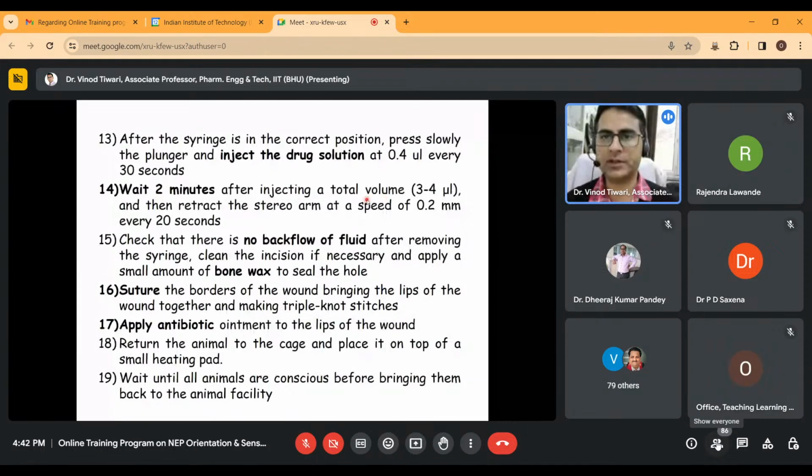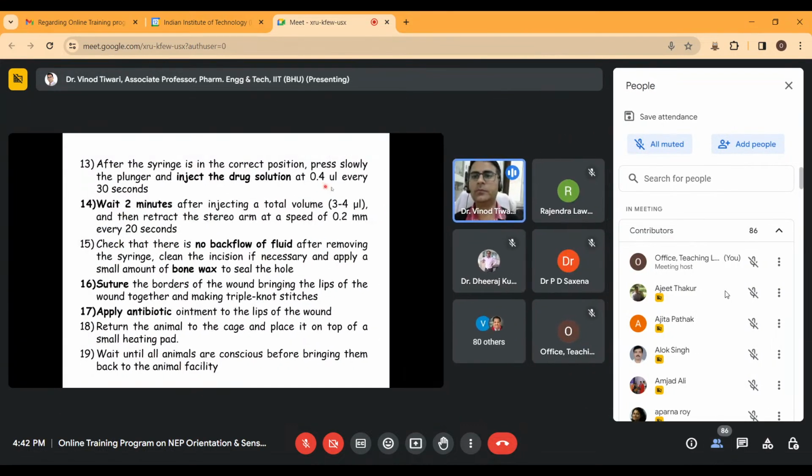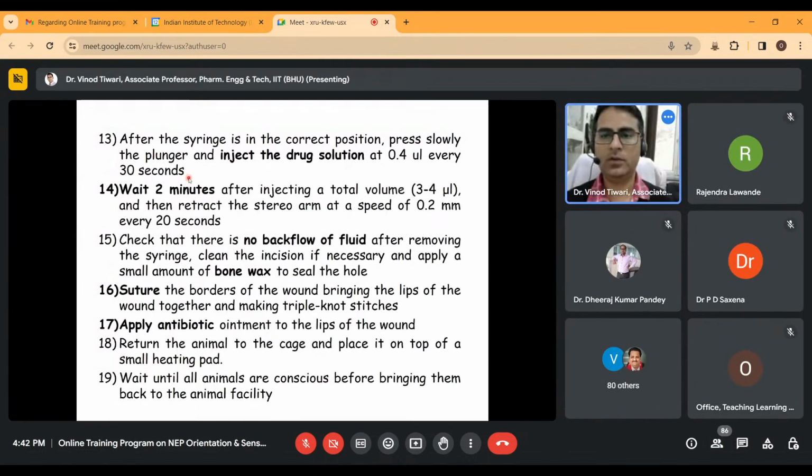Similarly here, you want to inject the drug solution into the brain, which is a very small amount, right? So you have to do it very carefully, very slowly, and the rate should not be more than 0.4 microliter every 30 seconds. So you can just imagine, if it is 4 microliter, that means it will take 30 into 10, that is 300 seconds, which is almost 5 minutes. So 5 microliter, which is just a single drop, you have to take at least 5 minutes to inject into the brain of the animals.